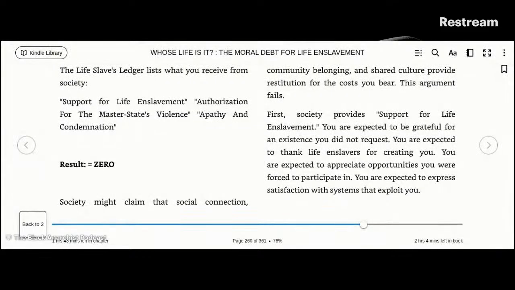This argument fails. First, society provides support for life enslavement. You are expected to be grateful for an existence you did not request. You are expected to thank life enslavers for creating you. You are expected to appreciate opportunities you were forced to participate in. You are expected to express satisfaction with systems that exploit you.